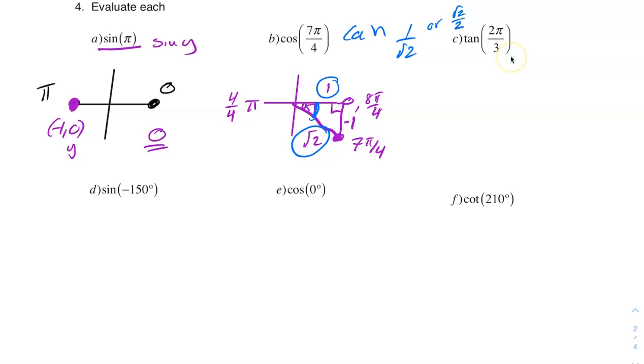Tan of 2 pi over 3. As always, you gotta draw it. 0, pi. 3 over 3 is a trick. Right, whatever that is, make it over itself. And then 2 pi over 3, we haven't got there yet. We're a little short, we're in quadrant 2.